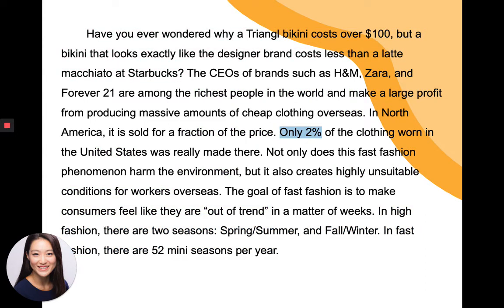Notice that they included a statistic, but they also didn't cite. So please don't make this mistake. If you're getting information from another source, you have to cite and give credit to that source.